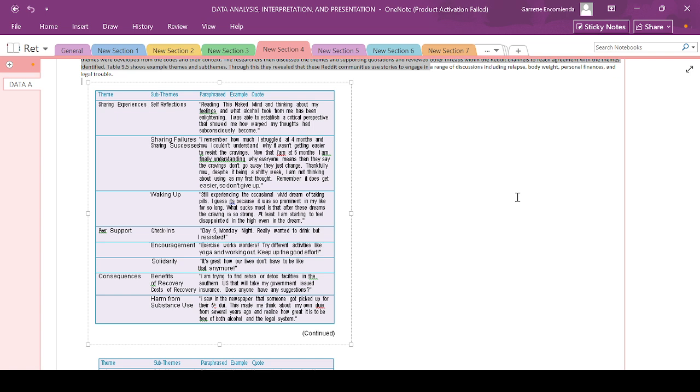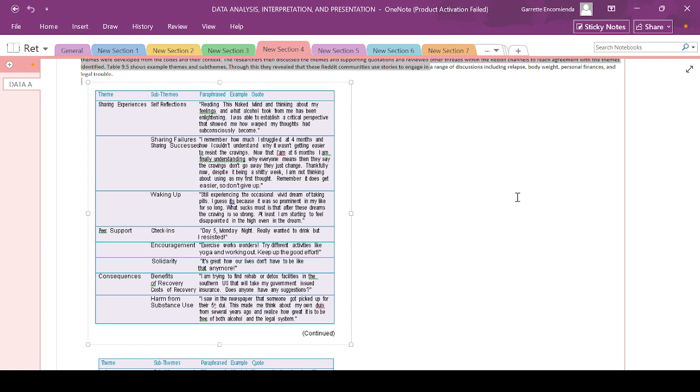It says, I remember how much I struggled at 4 months, and I couldn't understand why it wasn't getting easier to resist the cravings. Now that I am at 6 months, I'm finally understanding what everyone means when they say the cravings don't go away, they just change. Thankfully now, despite it being a tough week, I am not thinking about using as my first thought. Remember, it does get easier, so don't give up.